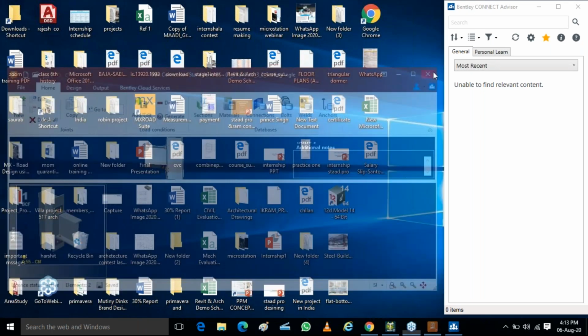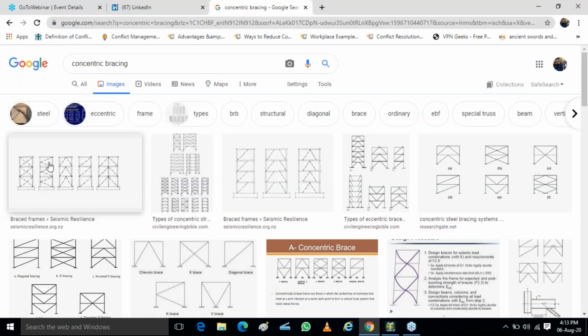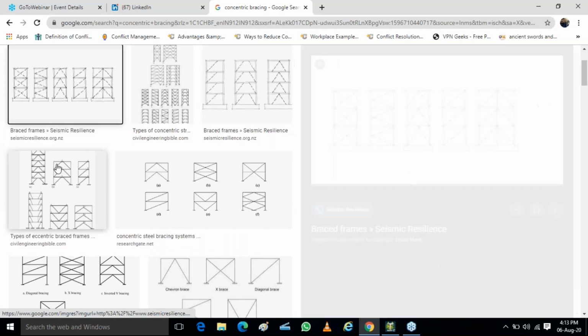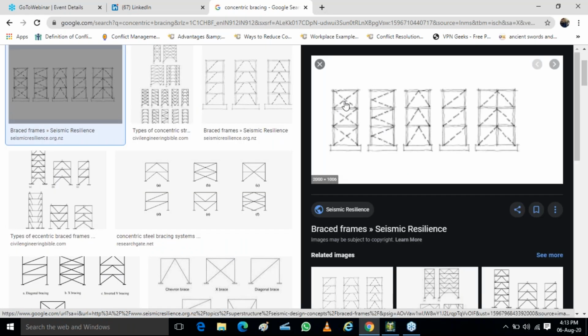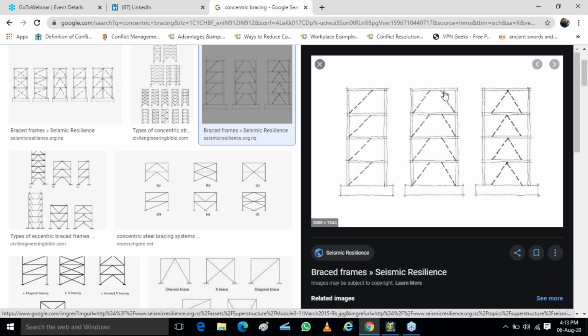Concentric bracing is where the lines of action of both members come at a particular point. Can you see this? This point, this point. Eccentric bracing happens when it is like this. When the line of action is different, it is mainly used when you see a tower sometimes.